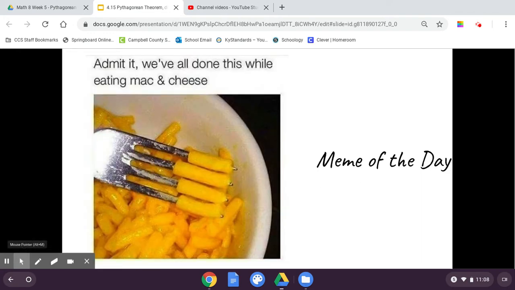Our meme today is "admit it." We've all done this while eating mac and cheese, and I bet more of us have now that we're all super bored.